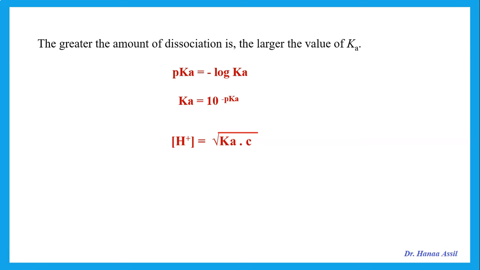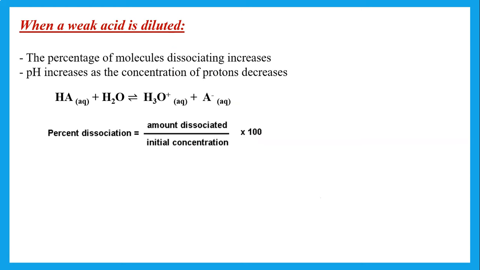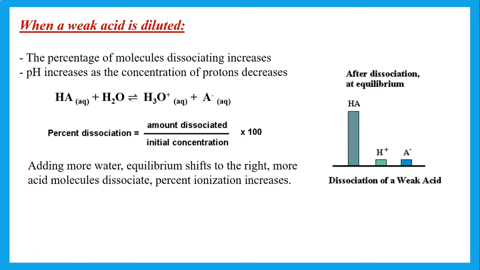Now, to get the concentration of H plus ions for a weak acid, we use this equation: square root of Ka times the concentration. Remember, the higher the Ka or lower pKa means the solution is more acidic. So if we're asked which one is more acidic, it is the one with lower pKa. When a weak acid is diluted, the percentage of molecules dissociating increases, and that means the pH increases. So remember that a dilute acid is more acidic than a concentrated acid.